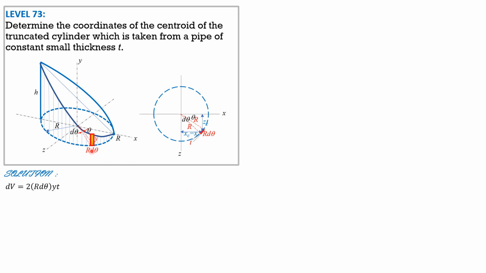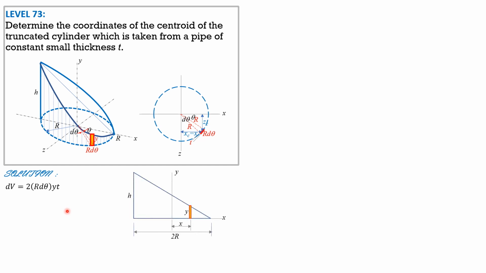So differential volume is area of the strip, which is 2 times, because there are two portions in this positive z direction and in the negative z direction. So we multiply the differential volume of the element by 2. So the width of the strip is r d theta, the height is y, and the thickness is t. So that's the expression for dv.